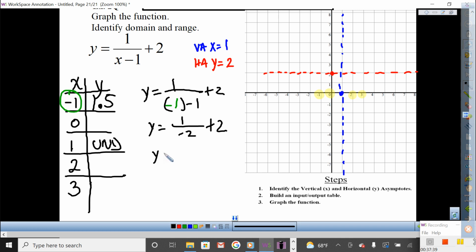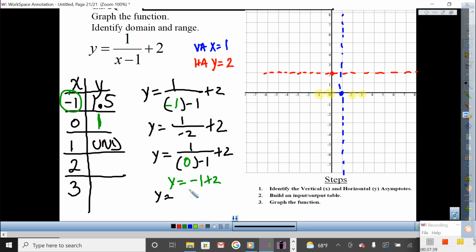Do it again. Y equals 1 over parentheses x minus 1 plus 2. What's my next value? 0. So what is that? 0 minus 1 is negative 1. So what is 1 over negative 1? That's negative 1 plus 2. So what is that? That is 1. Christian, you good? Yeah? Okay, good.